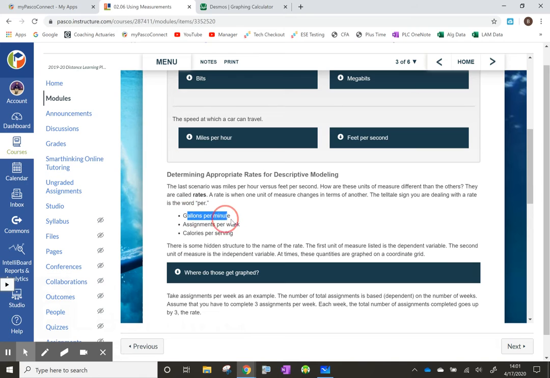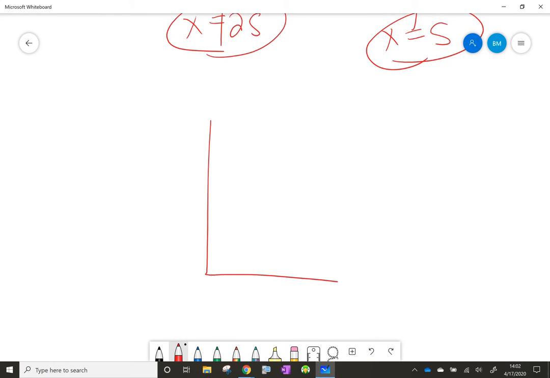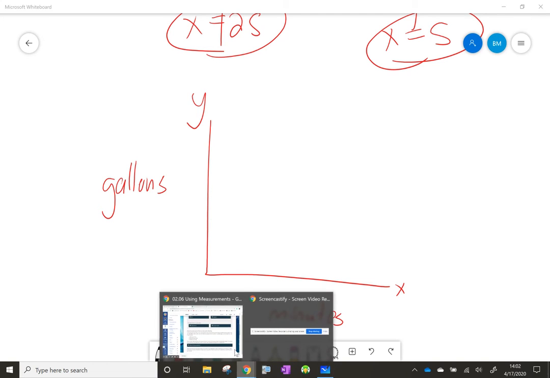So gallons per minute, right? If you had something like that you needed to graph, knowing that your rate is gallons per minute, gallons would be the dependent variable, so it would represent the y-axis, and minutes would represent your independent variable, so they would be your x-axis. That's a neat trick to know if you're doing gallons per minute or anything like that: the first part is your y value, the dependent variable, and the second piece is your x-axis value or independent variable.